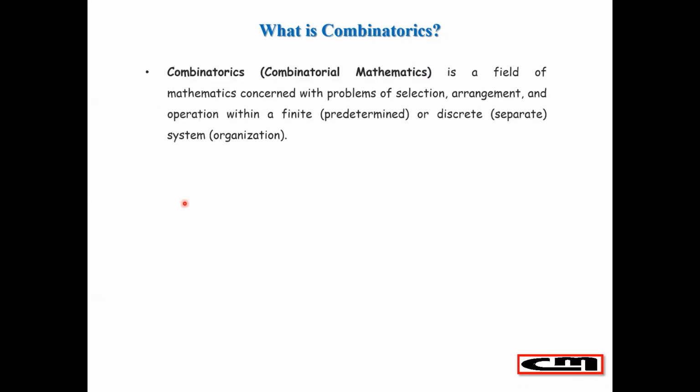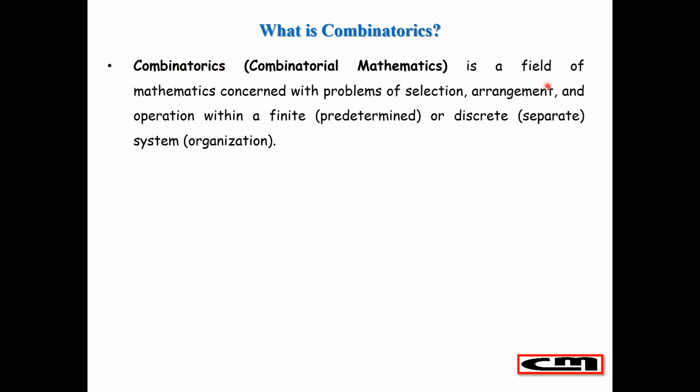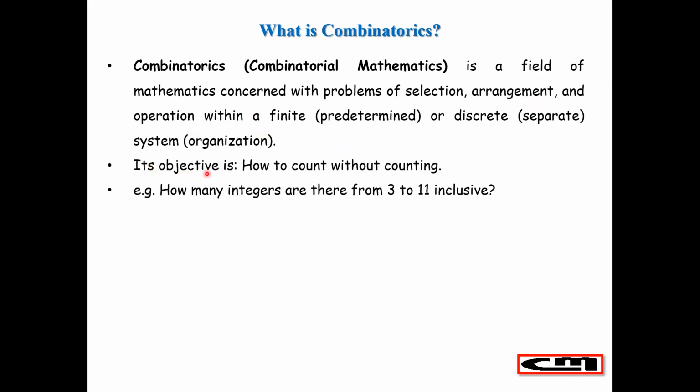To start with, we need to understand what is combinatorics. Combinatorics is a field of mathematics concerned with problems of selection, arrangement, and operation within a finite or discrete system. Its objective is how to count without counting. For example, how many integers are there from 3 to 11 inclusive?